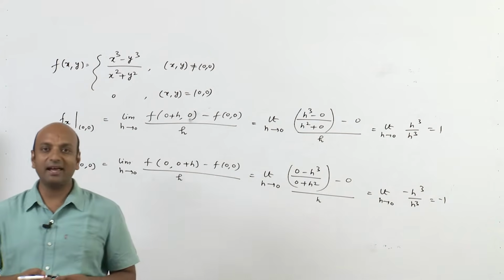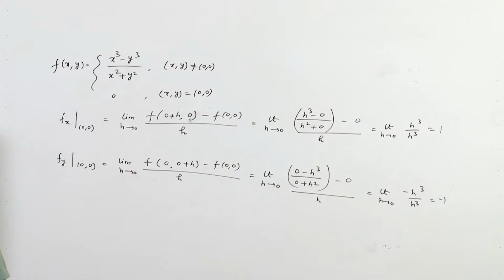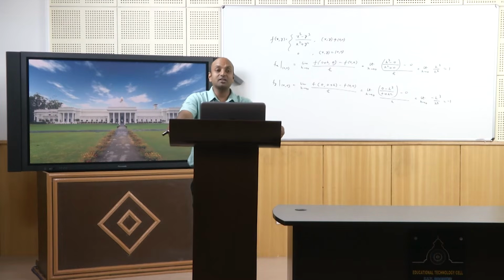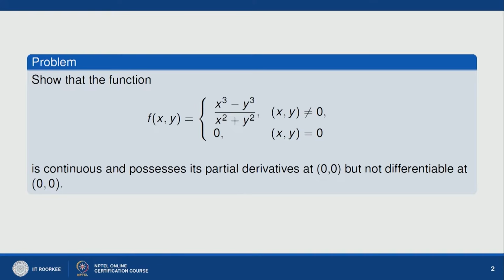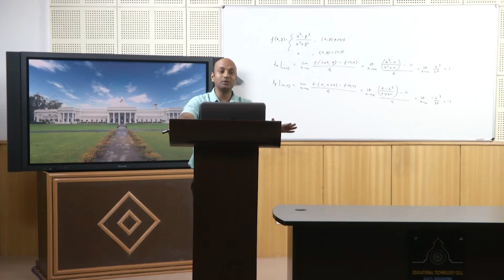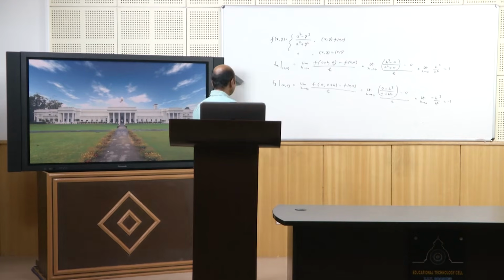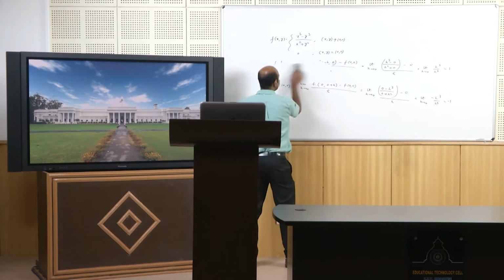So, we have shown that its first order partial derivative at (0, 0) exists, and the values of f_x is 1 and f_y is minus 1 at (0, 0). Now, the third part: the function is not differentiable at (0, 0). It is continuous at (0, 0). First order partial derivative exists at that point, but the function is not differentiable at that point. Okay. How can we show that the function is not differentiable?